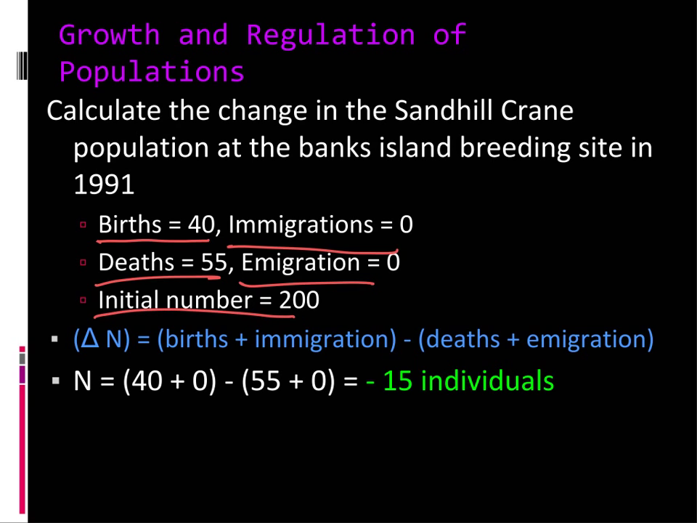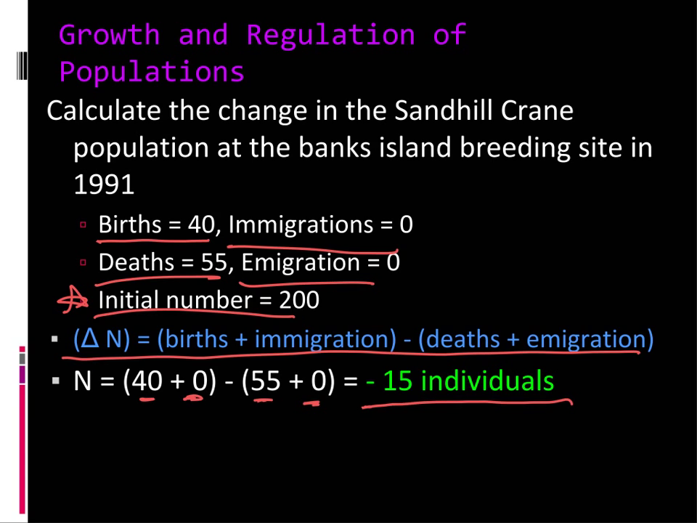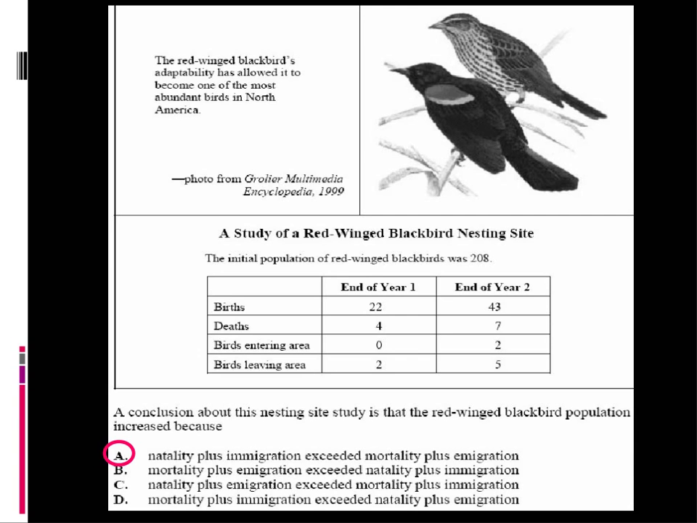So what is the importance of this number here? Well, first, let's figure out what our change in N is. If we get our formula here, we have 40, which is our births, immigrants are 0, and we have 55 deaths with emigrants 0. And we get a change in N of minus 15 individuals. Again, what is the importance of this 200? Well, we'll come to that, but first I want to look at this question, and we'll swing back to what we just did.